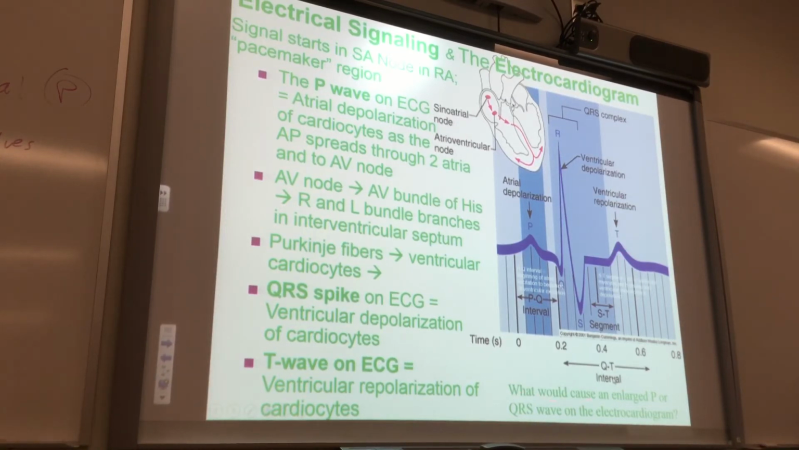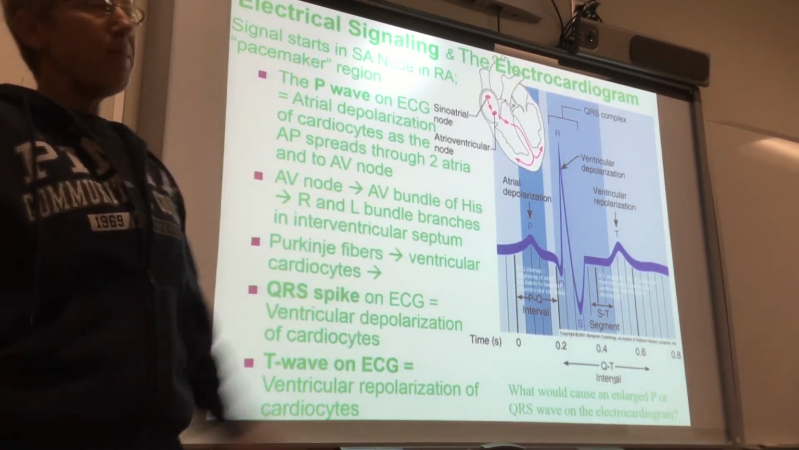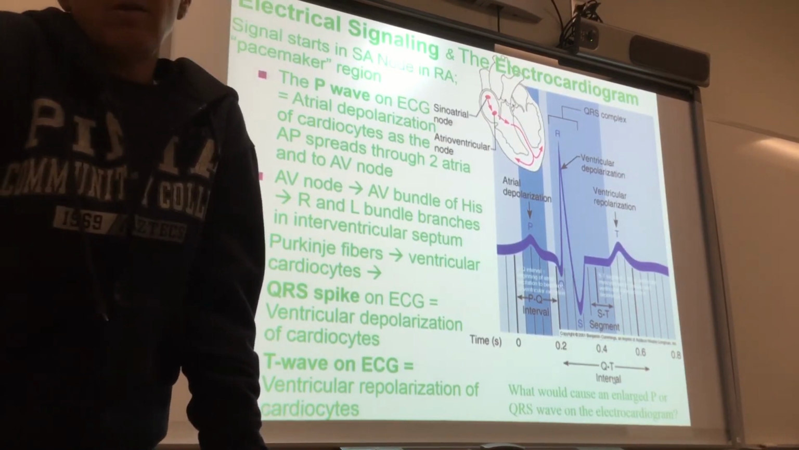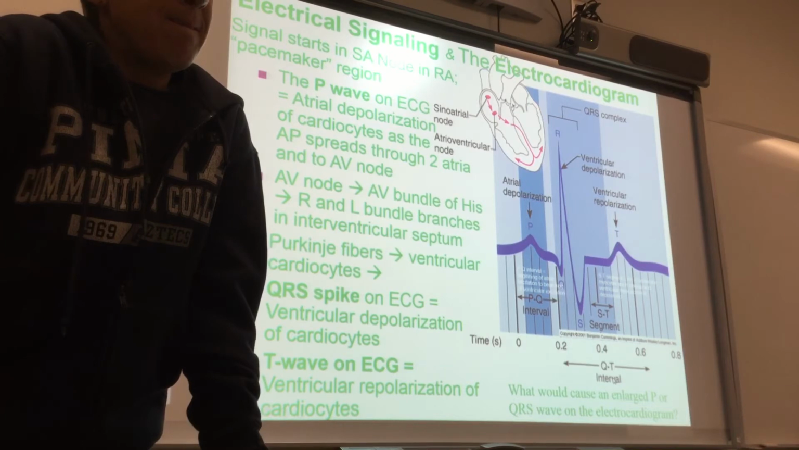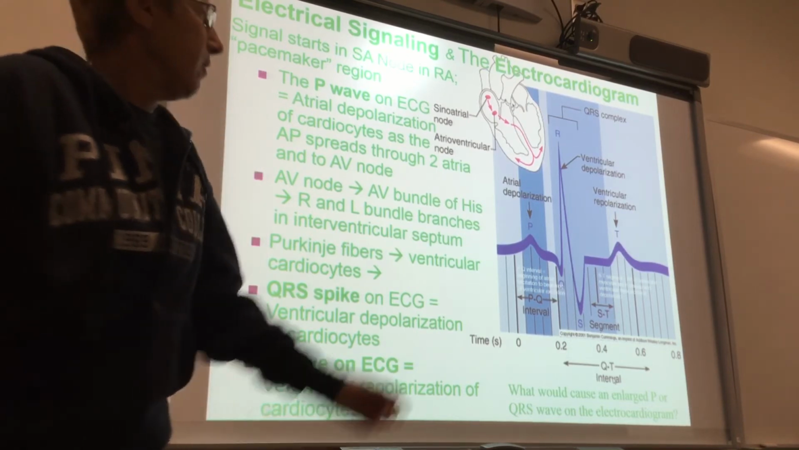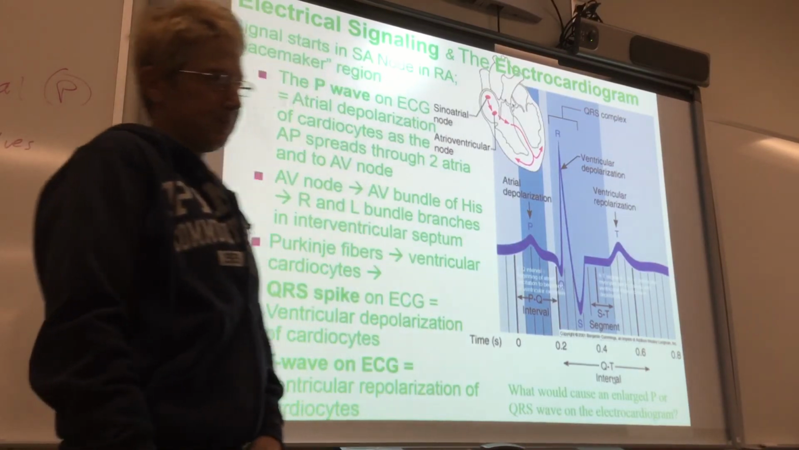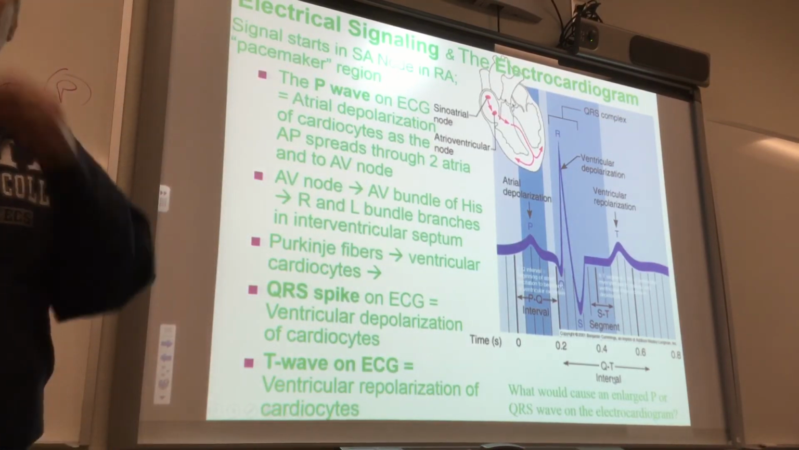So what do you think would cause an enlarged P wave? What pathological condition, or maybe not pathological, would you see the P wave get bigger? Well, you have to think of what makes the P wave. Why is there a P wave? What's making this electrical event called atrial depolarization? Is it the SA node?